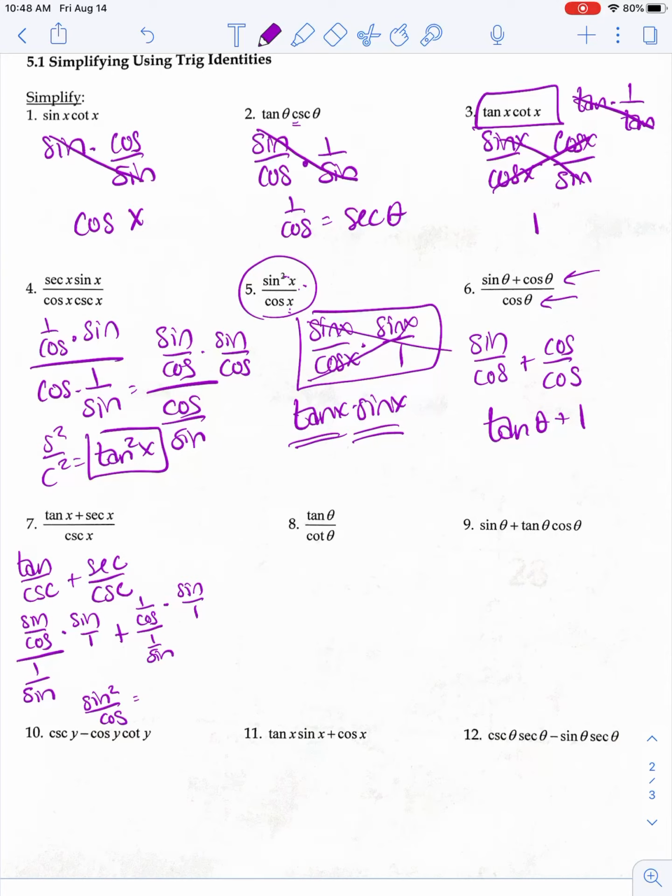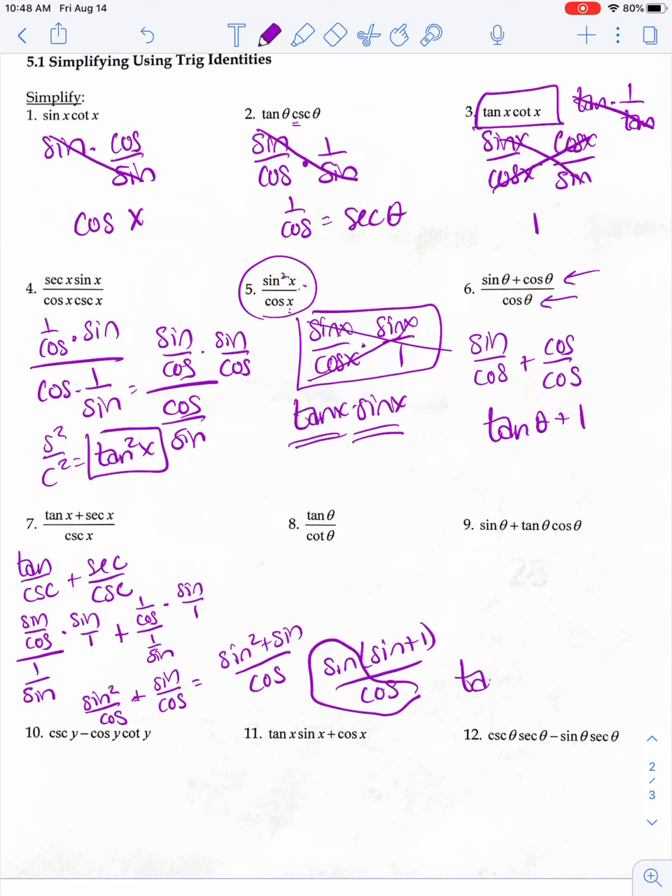and sine over cosine, which is, well, I'm going to leave it as sine over cosine, because now they have the same denominator. So sine squared plus sine over cosine. I'm going to GCF a sine out, maybe. Oh, yeah. And then I can let this, because they're both single, be a tangent.